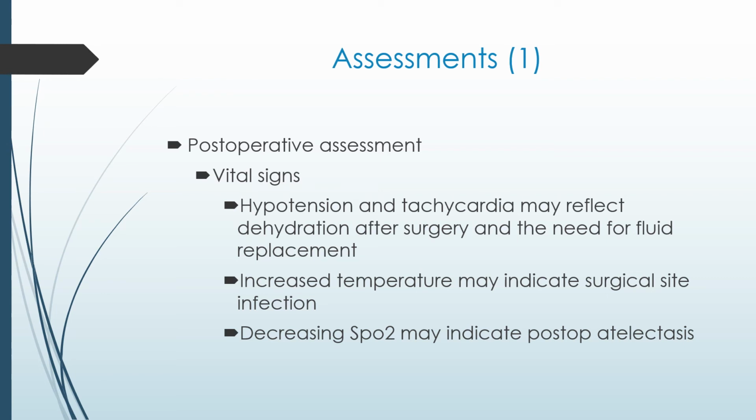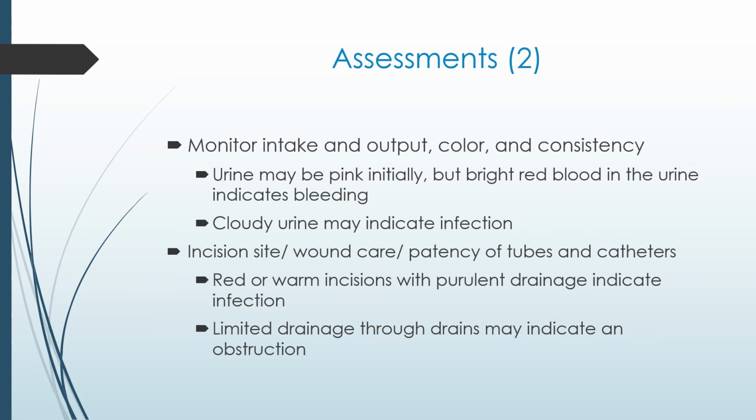So what do we need to do? Coughing and deep breathing exercises. Monitor intake and output, the color, the consistency. Urine may be pink initially, and this would be expected, right? But bright red blood in the urine will indicate bleeding somewhere, and then the doctor is going to have to be notified. Cloudy urine may indicate an infection.